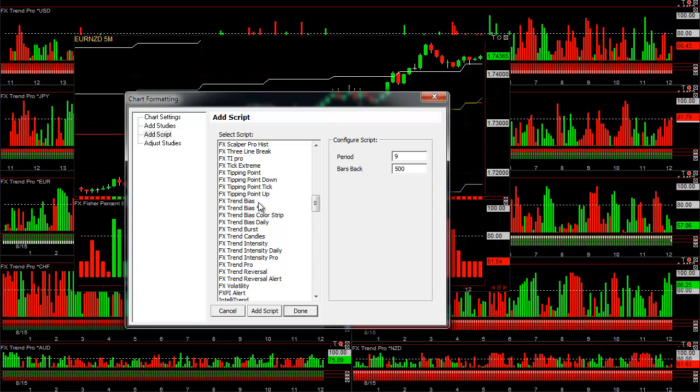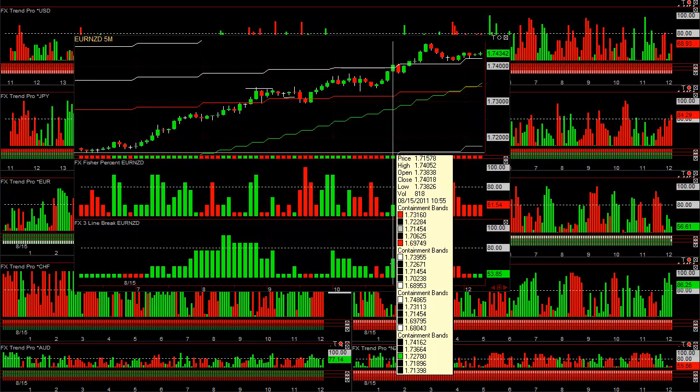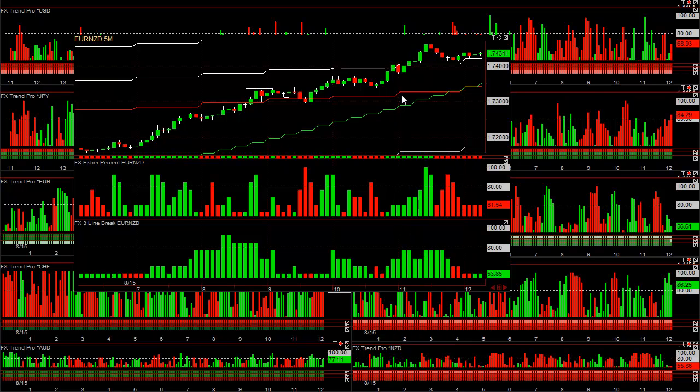So let me see here. Here it is, FX 3-line break. And you can see again, coming up to 8, almost 80% of euro dollar pairs had flipped up. And again, up here, not the highest percentage, but close to 80% as well had flipped up.